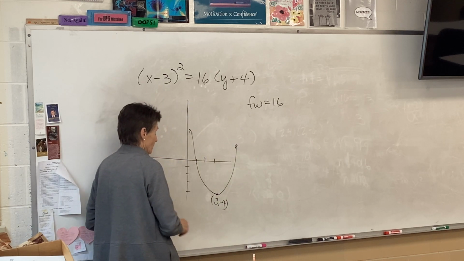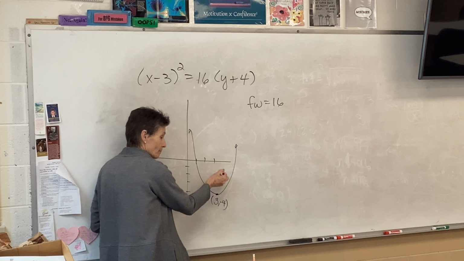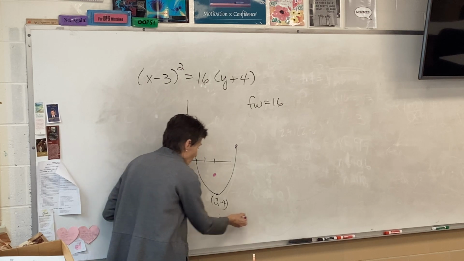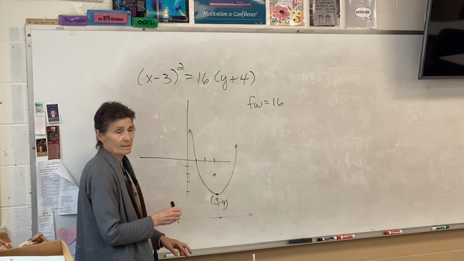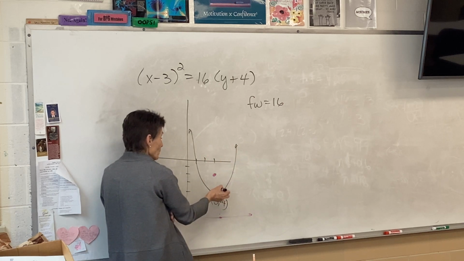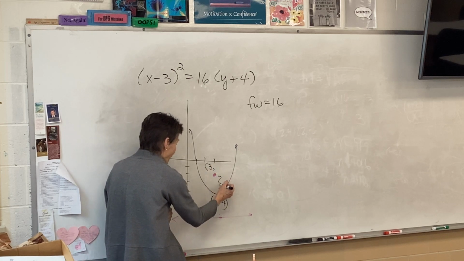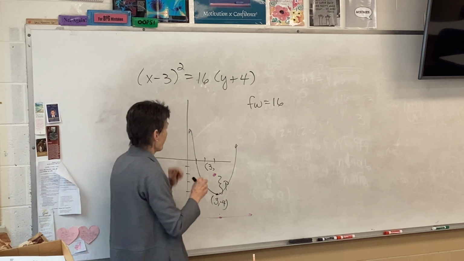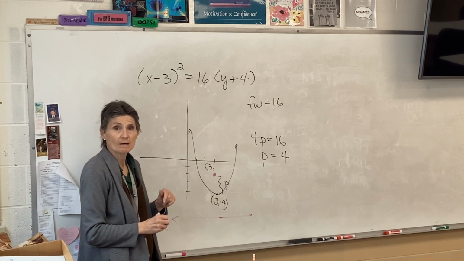My focus is going to be straight up then, straight up from my vertex. And the directrix will be straight down from my vertex. Now, where is it? Well, I have to know how far to go up. Now again, it's just like the problem we did a minute ago. If I'm going straight up, my x isn't going to change. I need to figure out what my y is. We call that p, or that distance is called p. So in this problem, 4p is 16, which means p is 4.